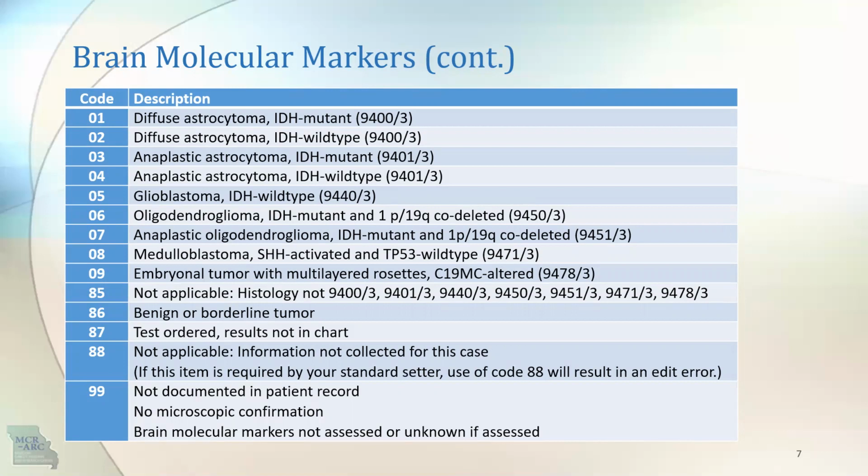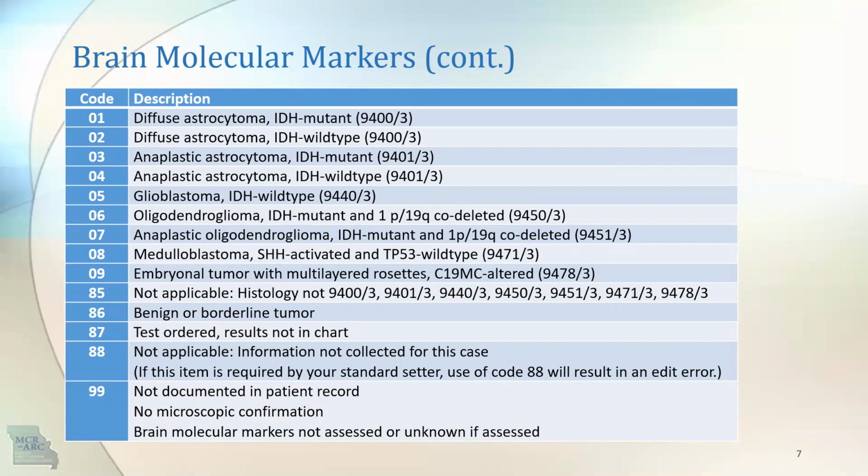You will use code 85, not applicable, histology not 9400/3, 9401/3, 9440/3, 9450/3, 9451/3, 9471/3, or 9478/3. Code 86 is used for benign or borderline tumors.